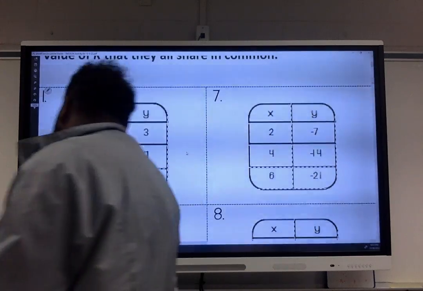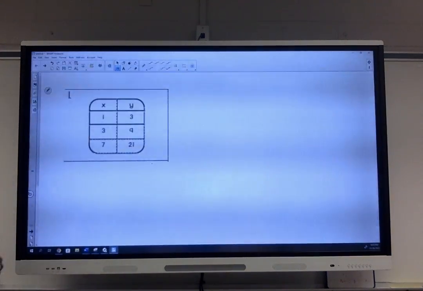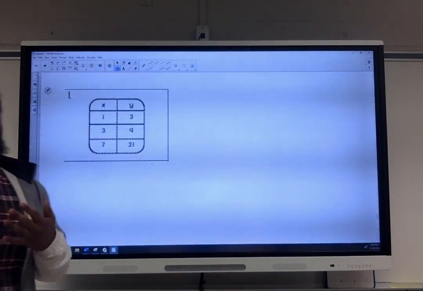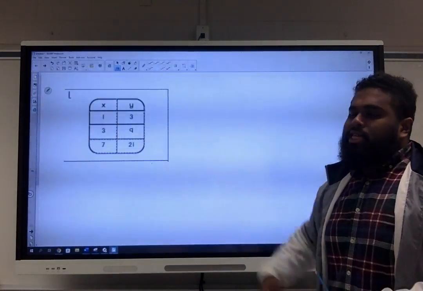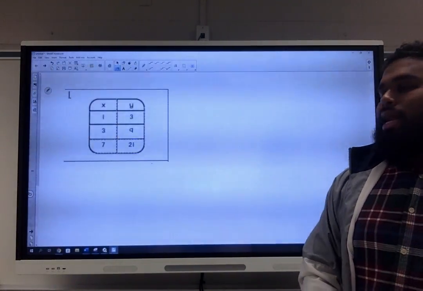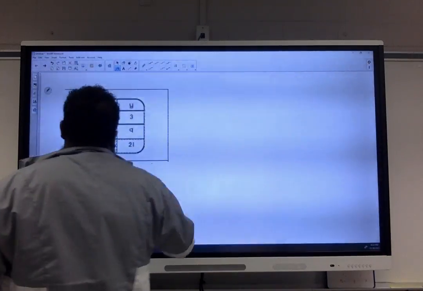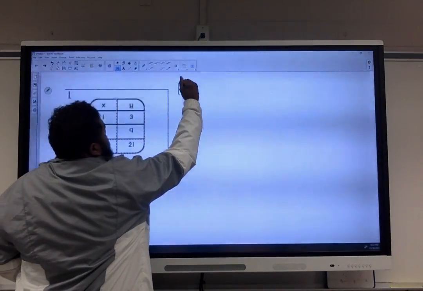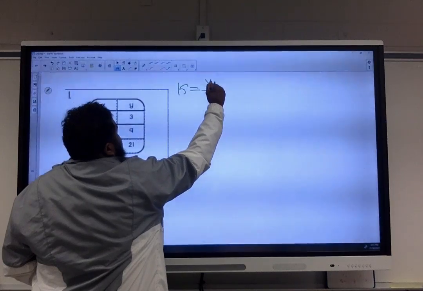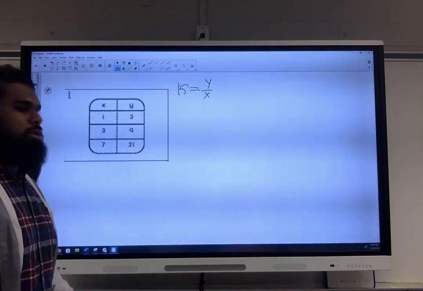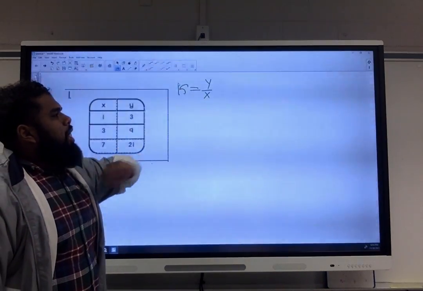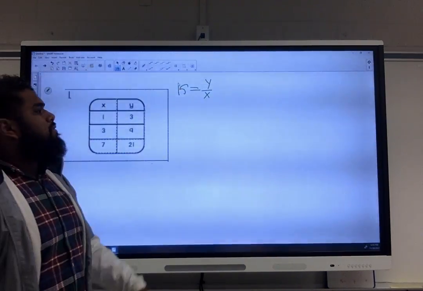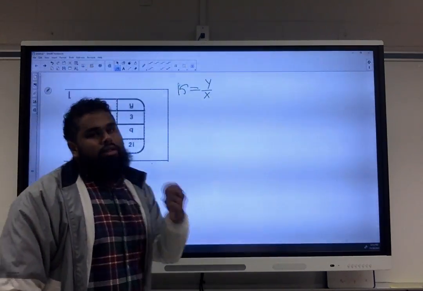All right? So we got table number one right here. And I'm trying to find out what is the equation that is best represented by this table. Now, the easiest way that I can do that is by setting up this formula, k equals y over x. Because remember, we're talking about proportional tables today, okay? So this formula, k equals y over x, is used so I can find my rate of proportionality.